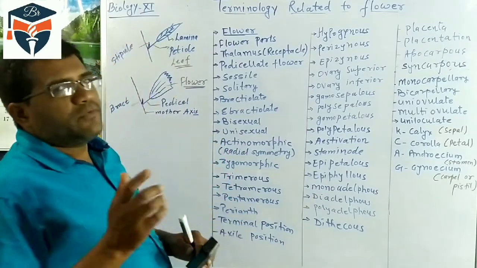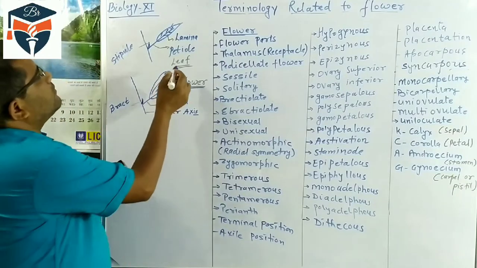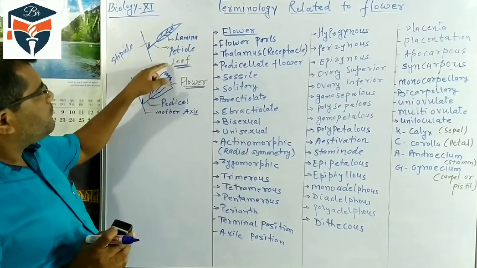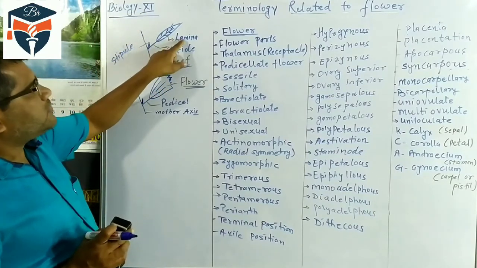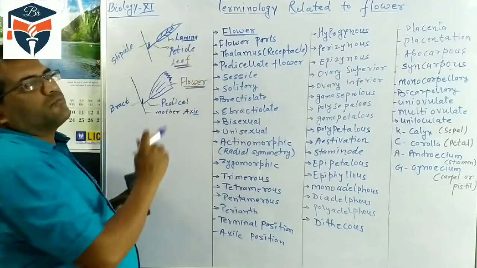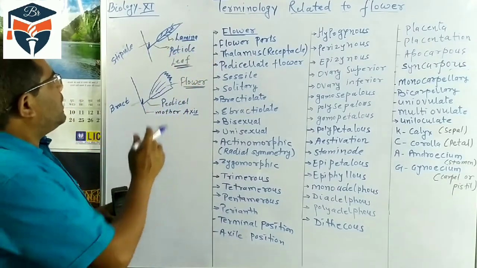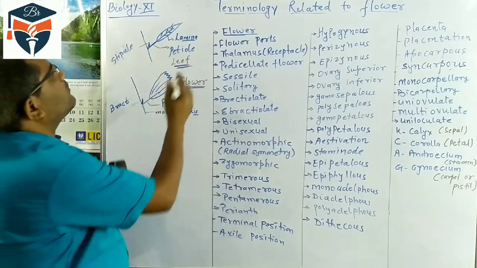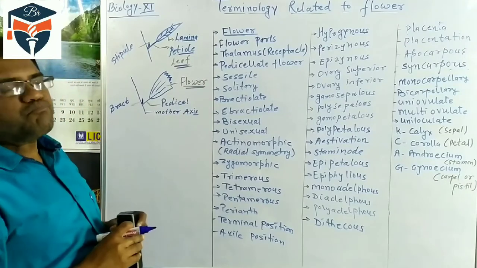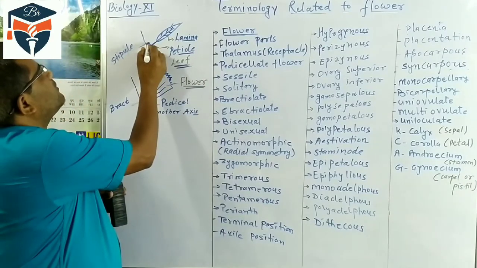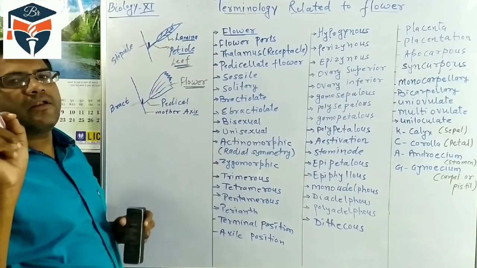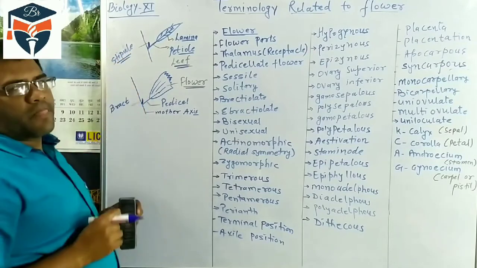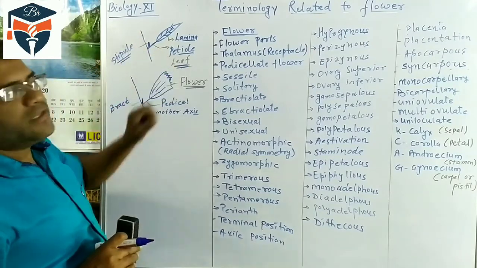Students, we have learned the leaf. In the leaf, the flattened structure is called the lamina, which helps in photosynthesis. The stalk of the leaf is called the petiole. Then there is a small hair-like or reduced leaf-like structure in the leaf, called the stipule. So this is the structure of the leaf.